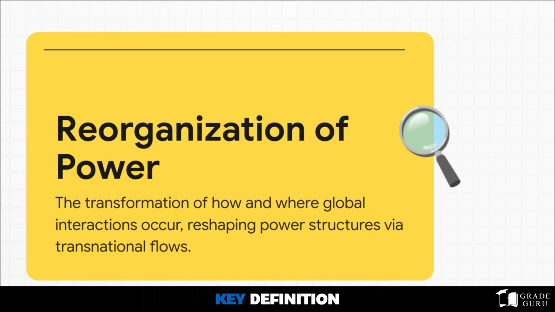And the third key definition, this one's from David Held, is the reorganization of space and power. Now this one's a bit of a game changer. It's not just that the world is more connected, it's that the connections themselves are changing the rules of the game. All that stuff moving across borders, money, goods, information, it's actually shaking up who holds the power. It's not just about governments anymore. So it's a smaller world, yeah? But it's also a world where the power map is being completely redrawn.